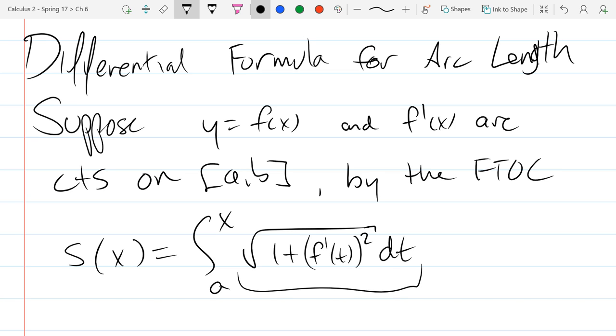The difference between this and what we wrote down before is that this is using what we call a dummy parameter, a dummy variable, which is the t variable. Once you find this antiderivative, you will no longer have the t variable anymore, because you'll be plugging in the number a and then the variable x. So t won't appear anymore. This will be a function of x.